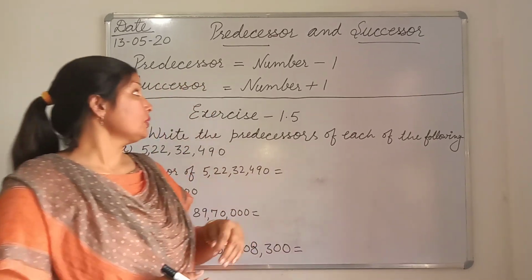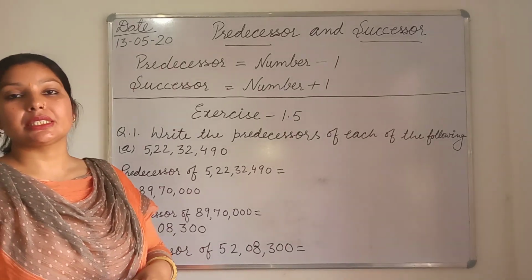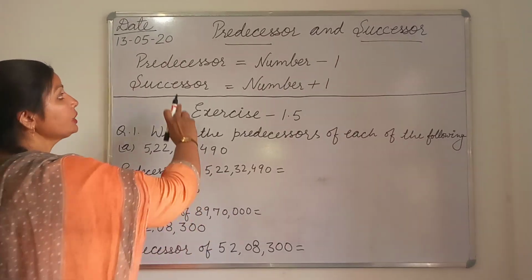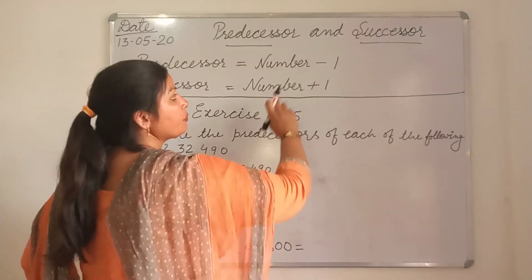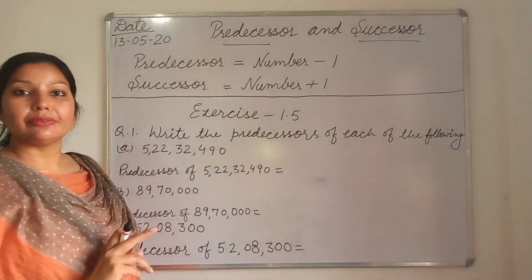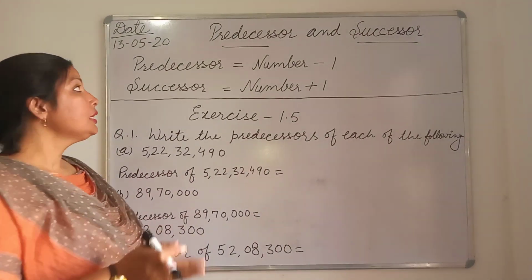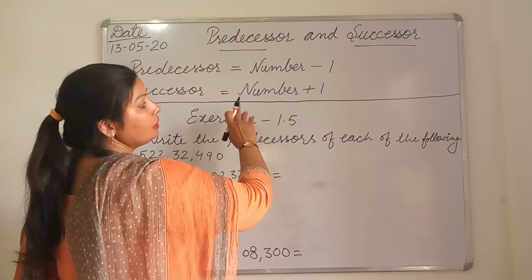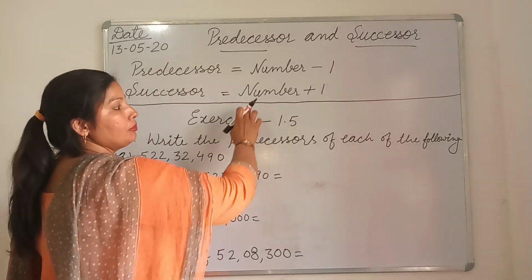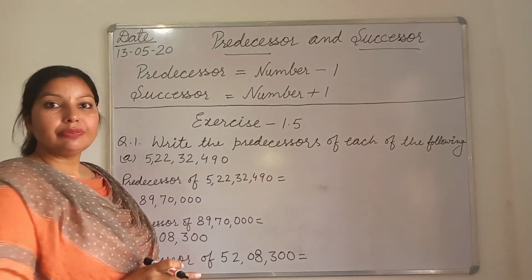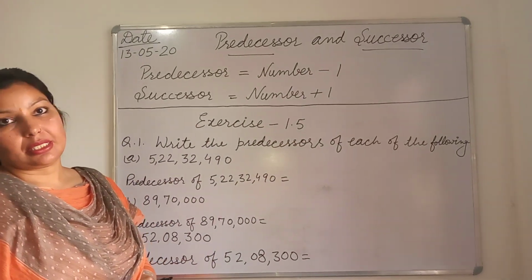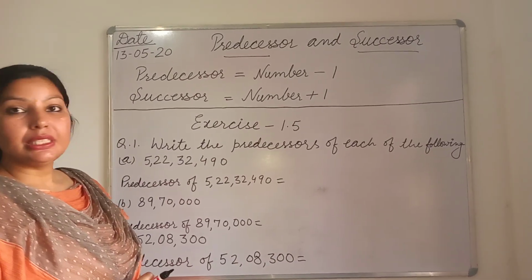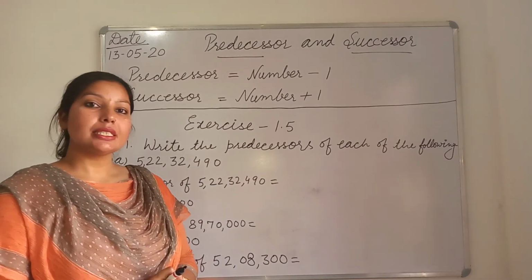Okay, so how do we find predecessor and successor? Predecessor equals number minus 1. When we subtract 1 from a number, that is called predecessor. And when we add 1 to any number, number plus 1, that is called successor. So you can find predecessor and successor easily.